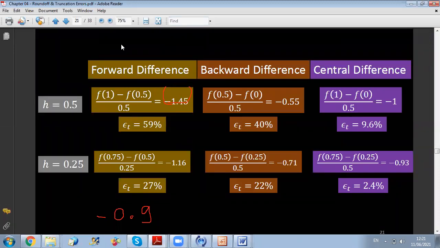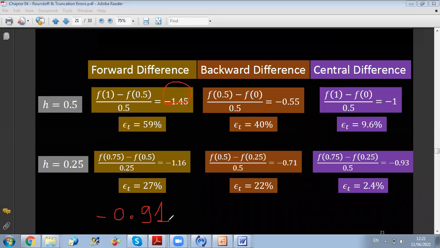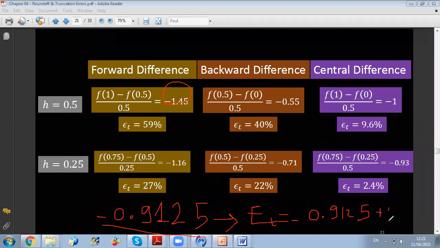So I want to calculate now the true error, and I can calculate the percent error, the true relative error. First, for the true error, E_T, it is equal to the exact value minus the approximate value. So minus 0.9125 plus 1.45. Okay, in this case, I will get a positive result for the true error.